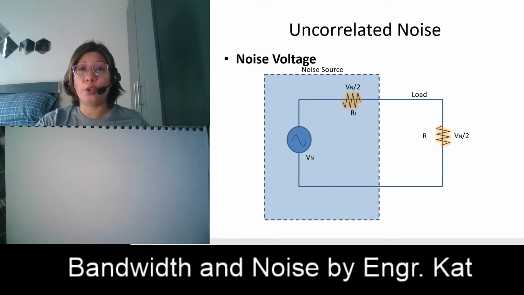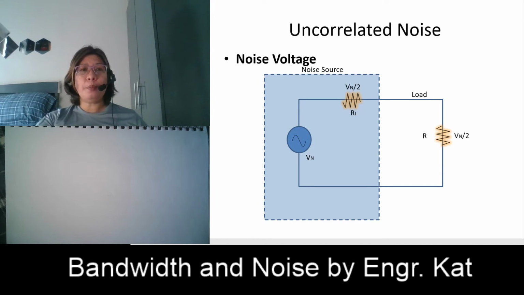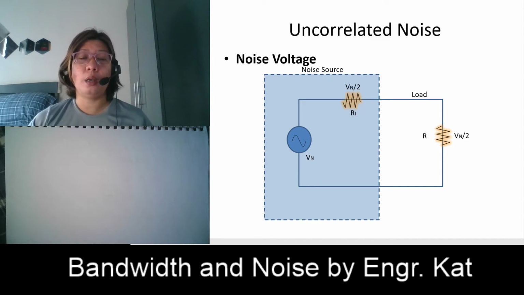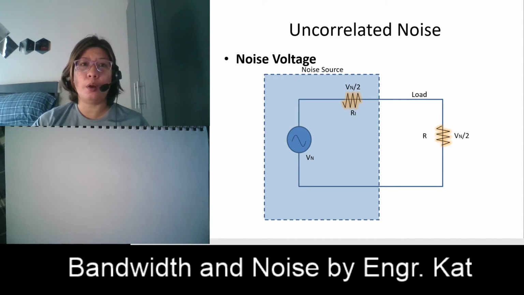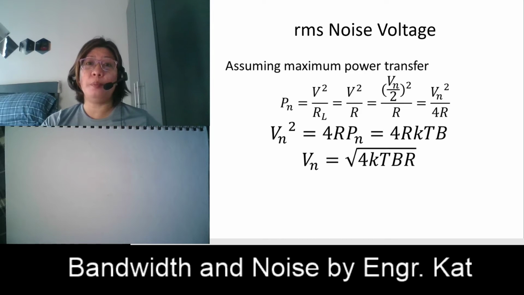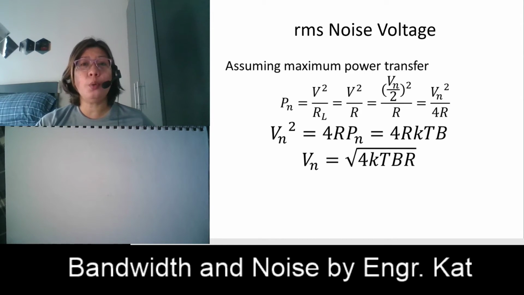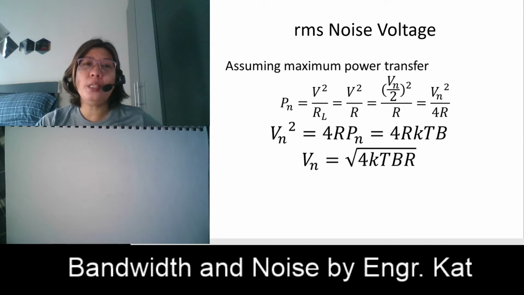Okay, how do you compute for your noise voltage? Assuming maximum power transfer, recalling your circuit analysis, what is maximum power transfer? How can we attain maximum power transfer if we make use of equal resistances? Assuming maximum power transfer, your noise power is equivalent to your voltage squared divided by RL. So, V squared all over R, assuming R and RL are equal. So your noise is just half.